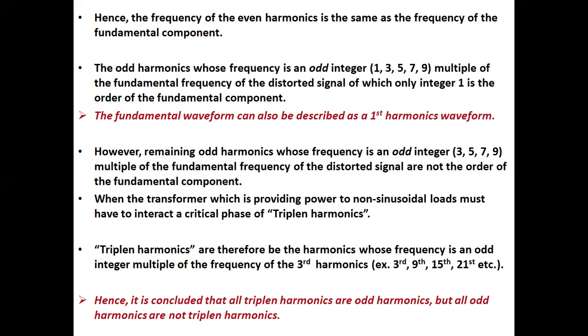A transformer which is providing power to non-sinusoidal loads must interact with a critical phase of triplen harmonics. Triplen harmonics are the harmonics whose frequency is an odd integer multiple of the frequency of the third harmonic, for example third, 9th, 15th, 21st, etc. Hence, it is concluded that all triplen harmonics are odd harmonics, but all odd harmonics are not triplen harmonics. Please note the point.